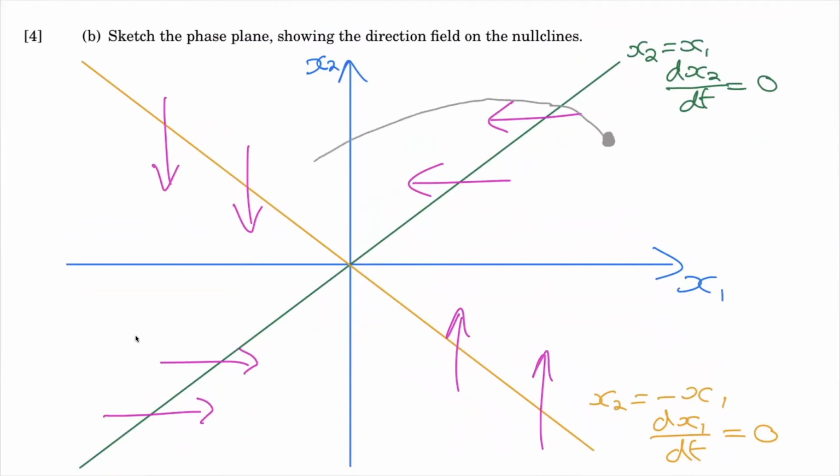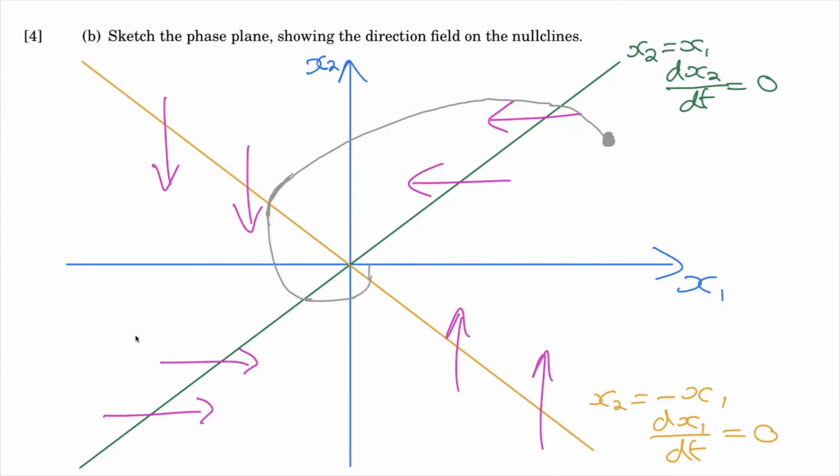Keep moving down and to the left until I cross this null line vertically going down. Not the best of sketches here. And then I keep moving down, but now I'm moving down and to the right until I cross this green null line here, and I cross it horizontally, moving to the right. Keep moving up and right now, and then I cross this null line, moving vertically up.